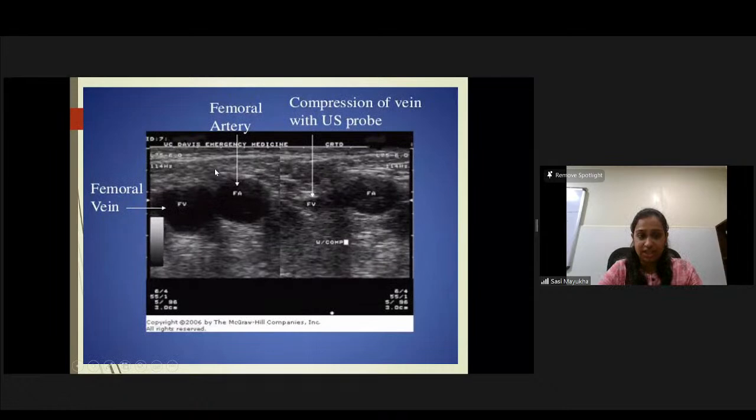As I was telling you earlier, the femoral vein will be compressible. When you try to compress, the femoral vein is getting compressed. Here you can see in this picture. So this is how you can differentiate. Otherwise, you can also use a color Doppler to differentiate between the femoral vein and the femoral artery.